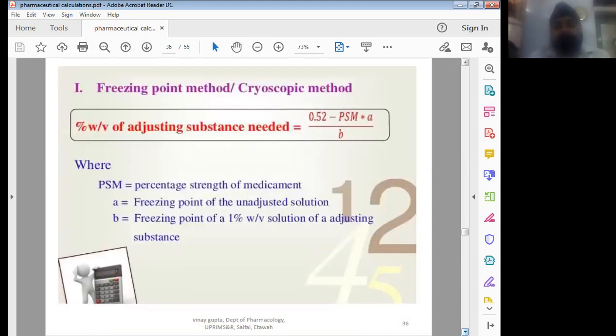In the freezing point method, or cryoscopic method, you can calculate the percentage weight by volume of the adjusting substance, which is equal to (0.52 minus PSM multiplied by A) divided by B. Now PSM is the percentage strength of the medicament, A is the freezing point of the unadjusted solution, and B is the freezing point of a 1% weight by volume solution of the adjusting substance.